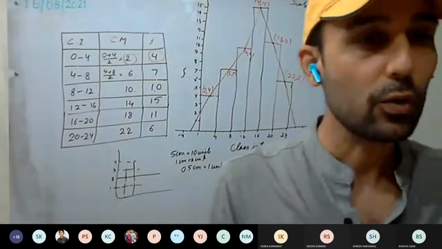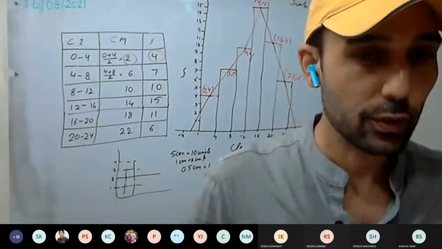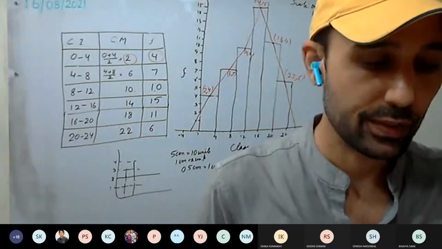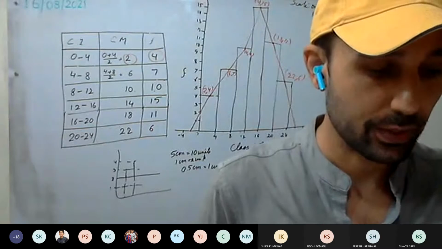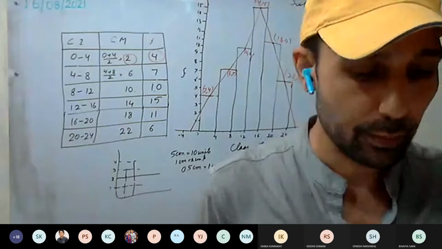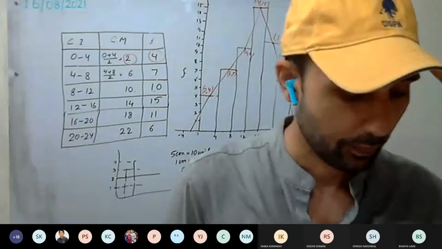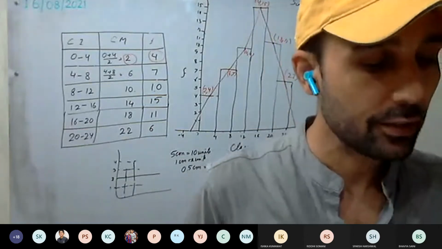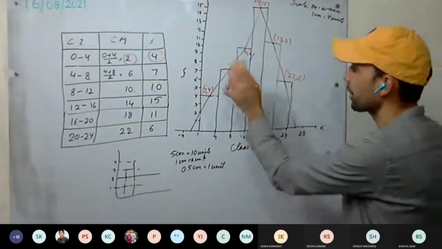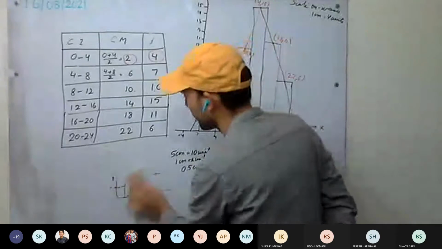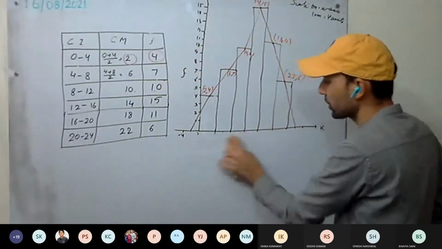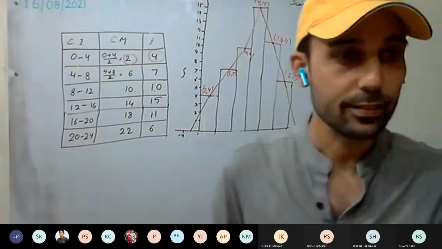Yes, sir. Okay. Now go through the second question once. Everyone go through the second question. Construct a combined histogram and frequency polygon for the following frequency distribution. Combined. So first you have to draw the histogram, then the frequency polygon. So here you see the class starts from 10. So how are you going to take the scale on the x-axis?